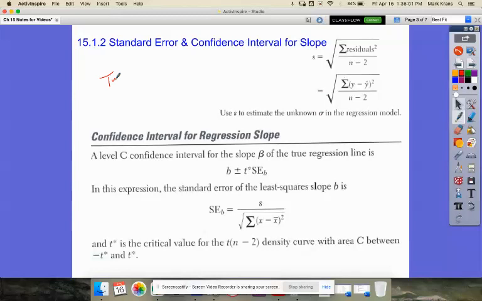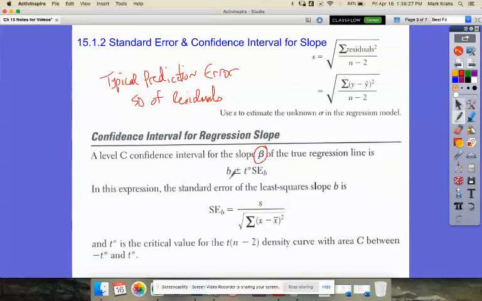I call this my typical prediction error. It's how off my predictions are on average. Typical prediction error: the standard deviation of your residuals. And we use that, now that we have the standard deviation of the residuals, to create a confidence interval for the slope beta.